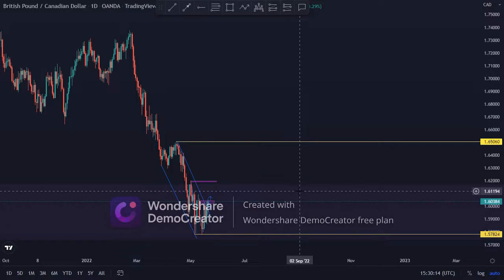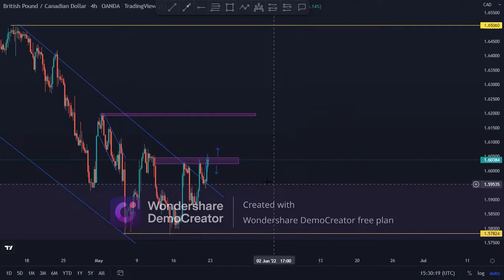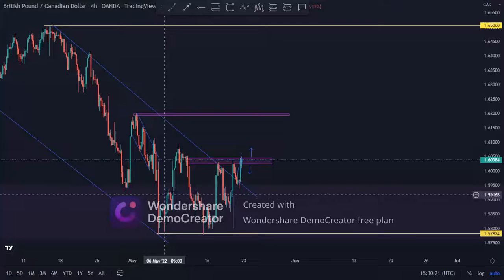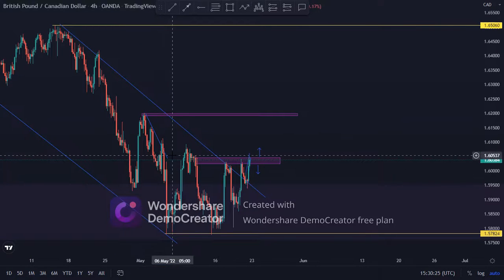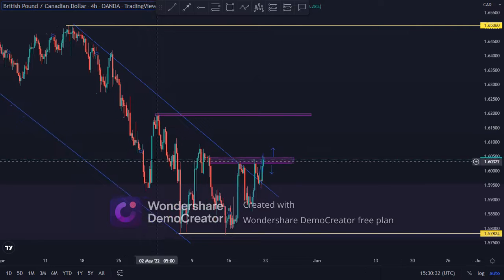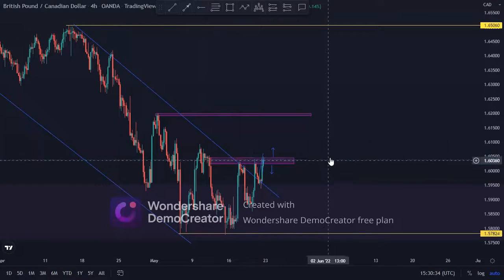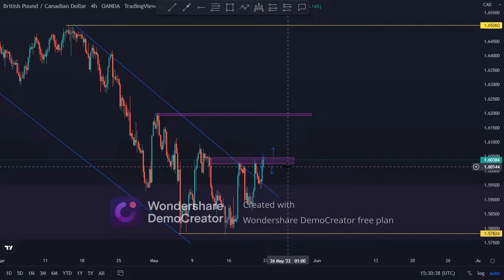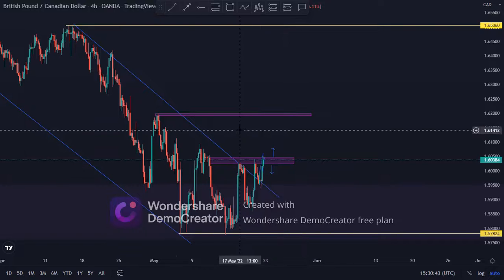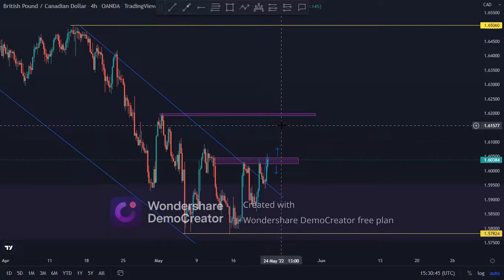So let us move to the 4 hours. In the 4 hours, let me remove this, it is no longer valid, and this one here, it's no longer valid. So yeah, now I have my arrows here pointing that either we are going to the upside or we are going to the downside if price respects this resistance area that we have here. But I doubt that price will go to the downside.